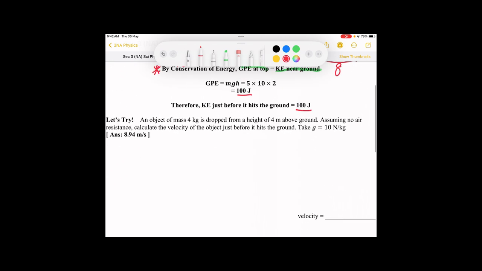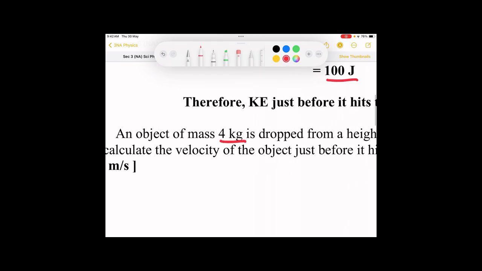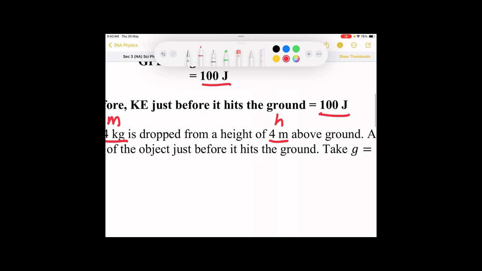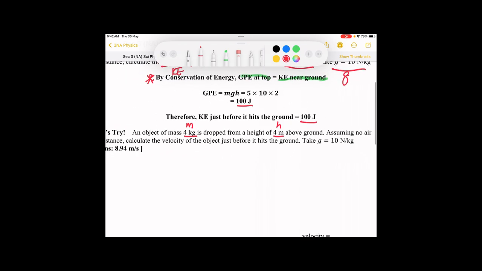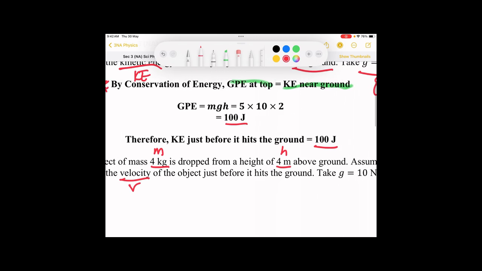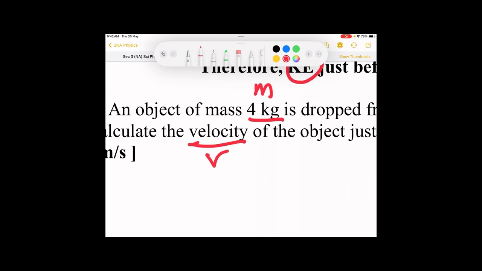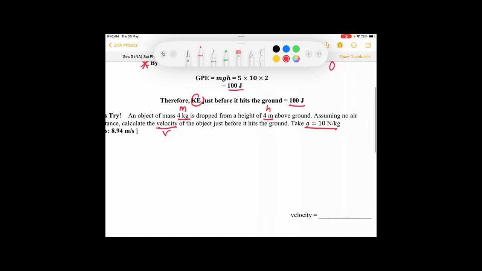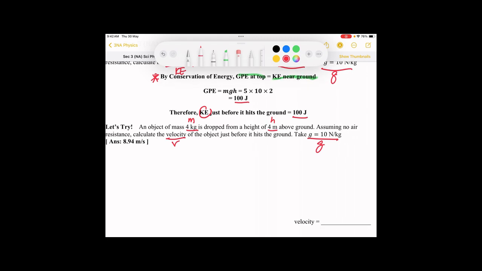So here we try a question. We have an object of mass 4 kg dropped from a height of 4 meters above ground, again assuming no air resistance. Now we are told to find the v. So this is one extra step here, because in the previous question we found the KE only. Now we have to go and find the speed of the object just before it hits the ground, and we have the g here. Alright, so we should follow the same steps as above.